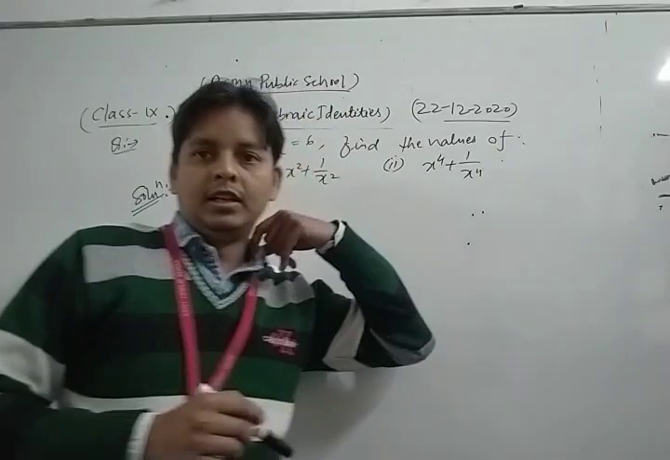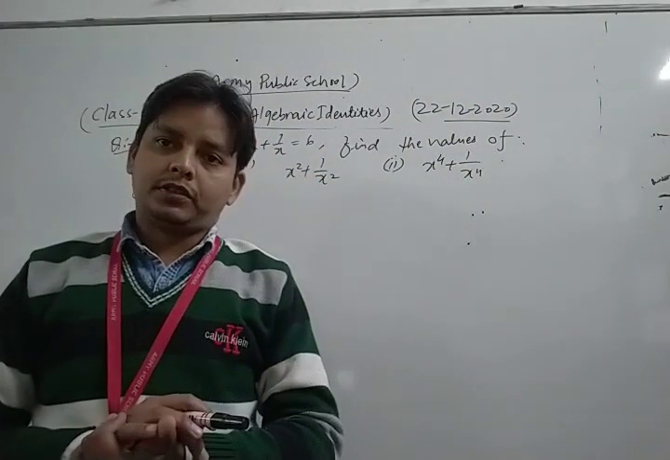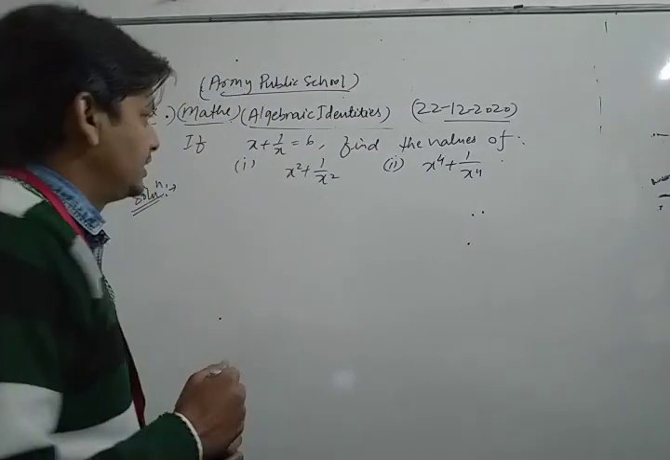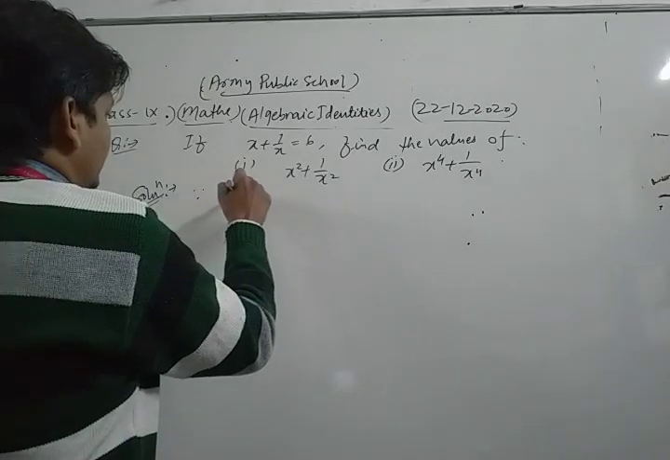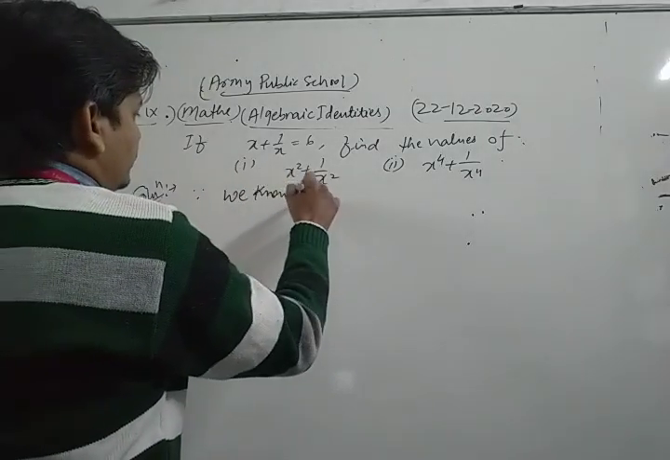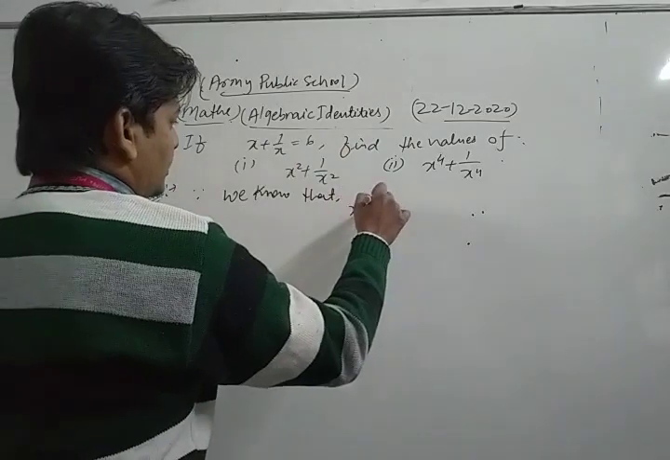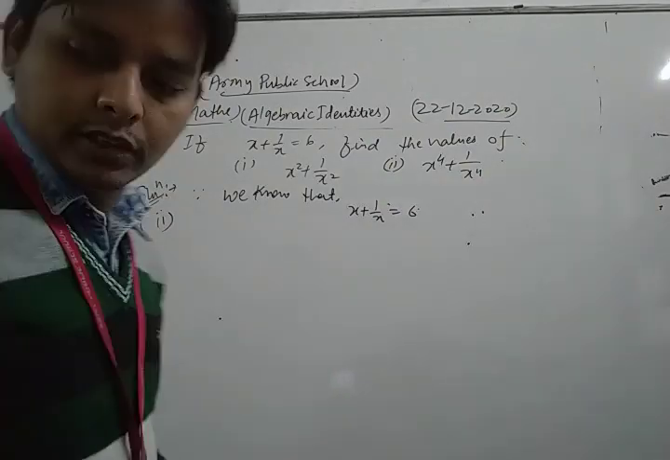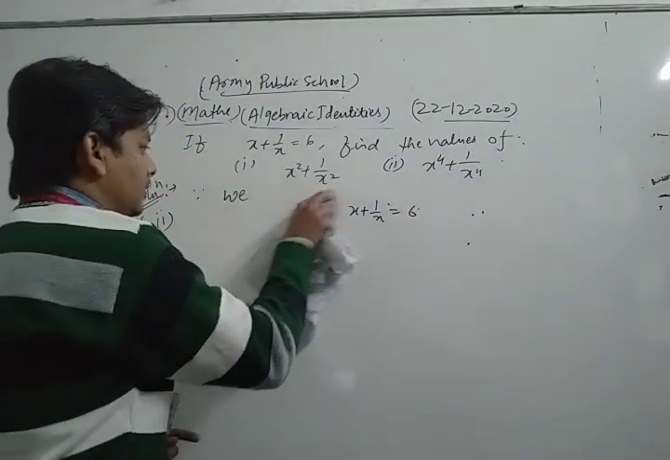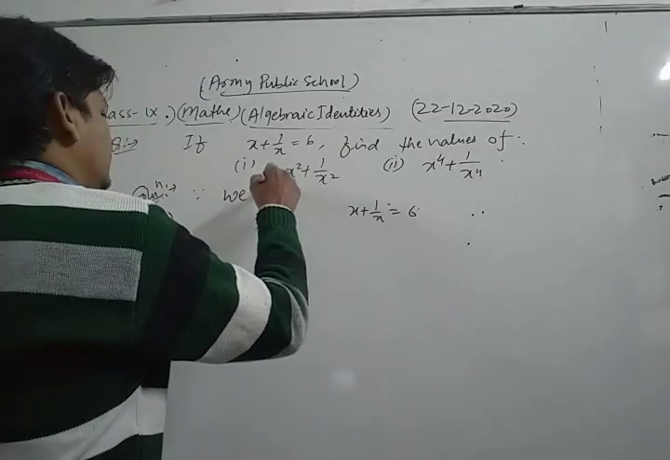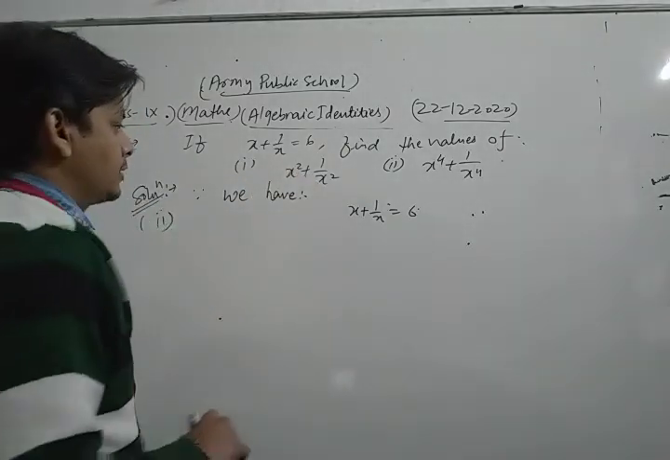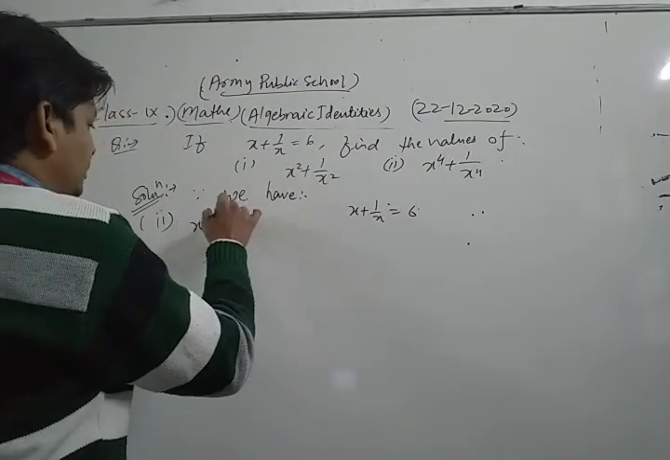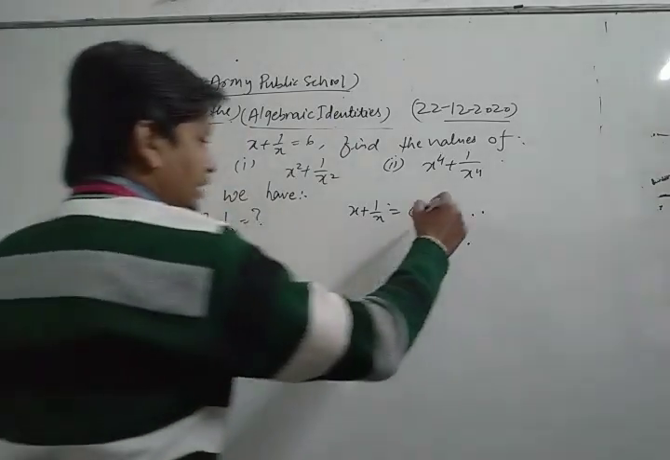This is a very important question, and also a very interesting question. So let's see its solution. First of all, we have x plus 1 upon x is equal to 6. Now we find what? x square plus 1 upon x square. We take this as equation number 1.